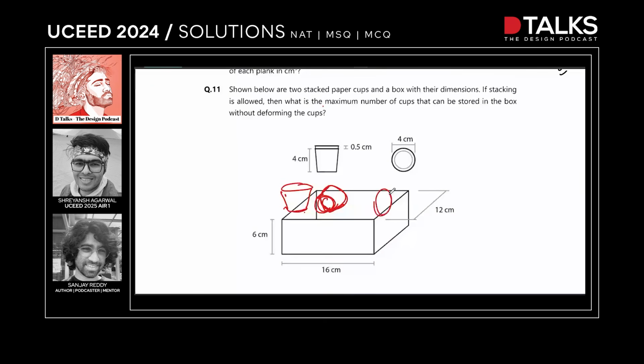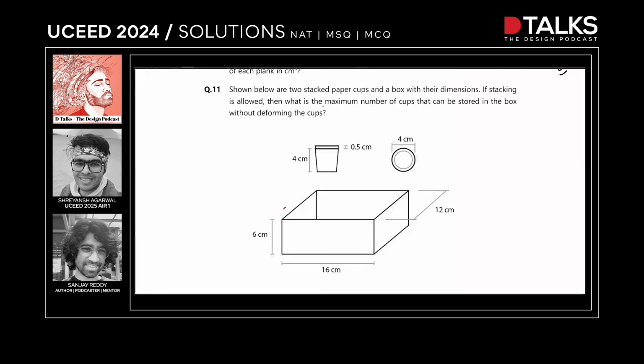Finally, you also try to place cups like this, something like this, in all three directions, and you see which direction gives you the most number of cups, and that's how you'll get the answer. So we'll go one by one.